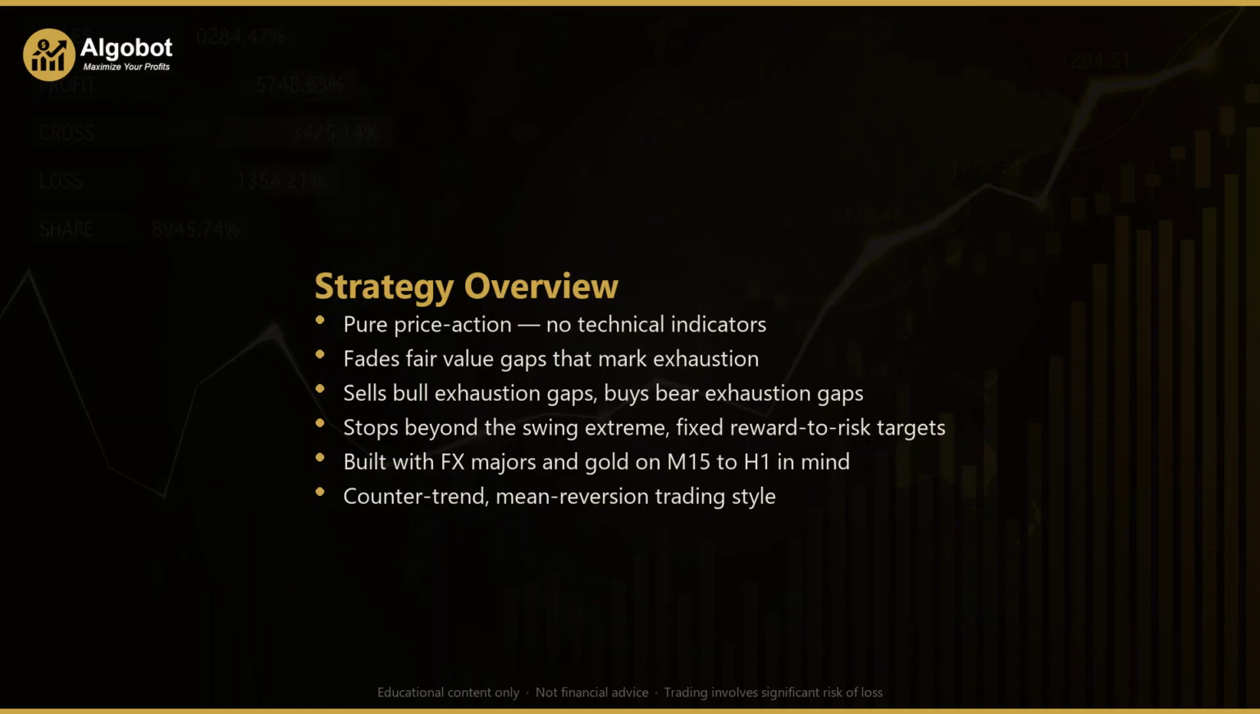It was built with foreign exchange majors and gold in mind, on time frames from 15 minutes up to 1 hour, although the code itself is locked to no fixed time frame and simply runs on whatever the chart provides. There are no indicators anywhere. The only average it computes is a plain mean candle range, used to make sure a gap is meaningfully large relative to recent volatility. Who is this style suited for in an educational sense? Traders who are curious about market structure and order flow concepts, and who want to study mean reversion behavior rather than trend following. As always, this is information only, not financial advice, and trading carries a real risk of loss.